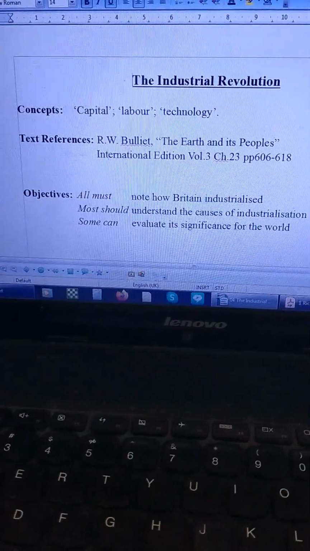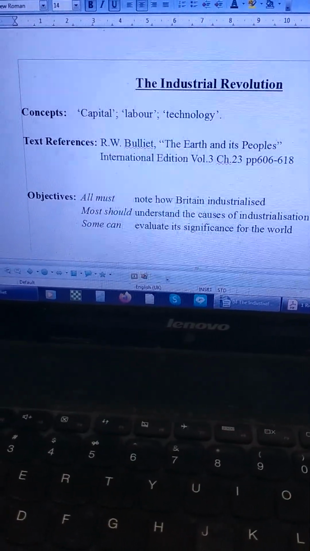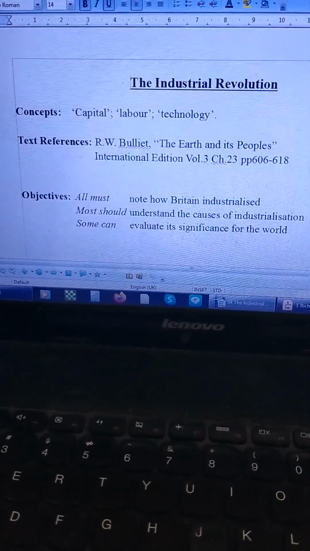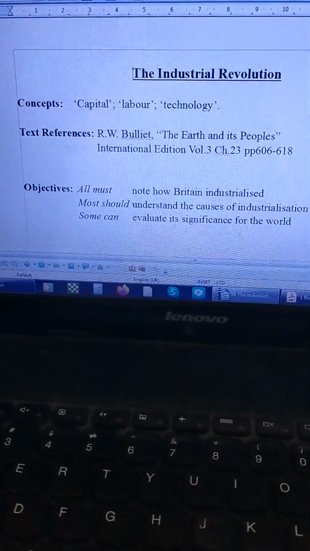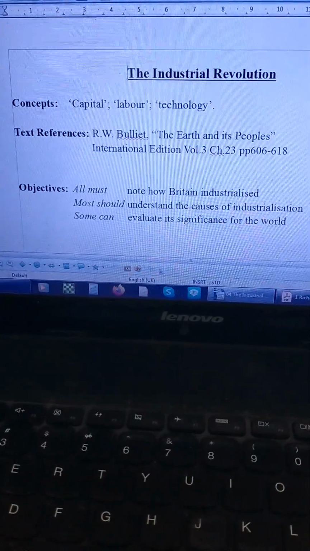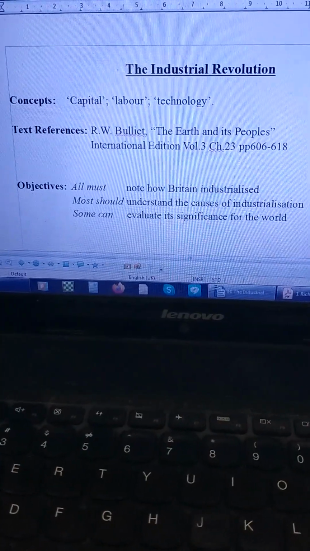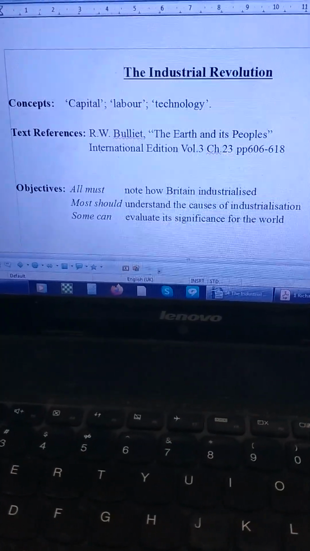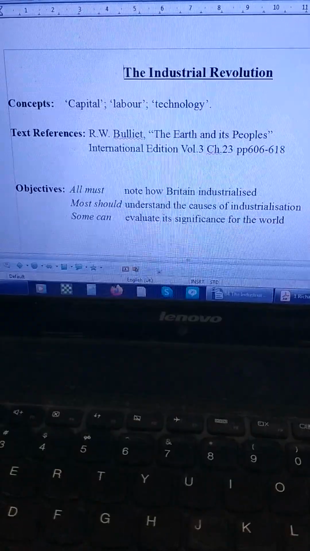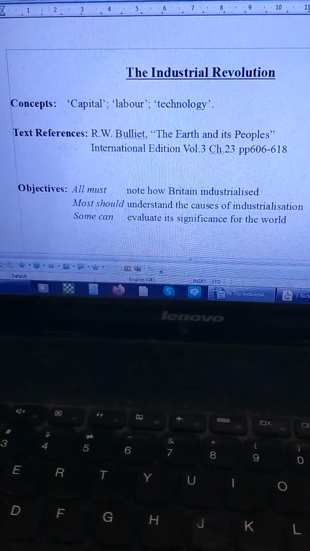So let's start off getting you to write down the heading on the Industrial Revolution. We're going to be using as our recommended AP World History textbook the book by R.W. Bulliet, The Earth and Its Peoples, and it's the section Chapter 23, pages 606 to 618.